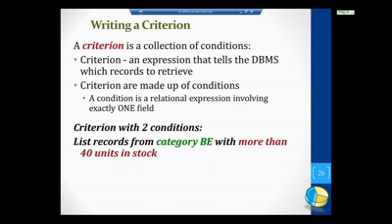Now, the example that we have written below is an example of a criterion that has two separate conditions with it. So if we had a database that had products, inventory that we sold, and we wanted to pull out information about just those products that were in a particular category, and here the categories might be designated as letters, BE, and also had a certain number of units in stock, that would be an example of a criterion that had two separate conditions.